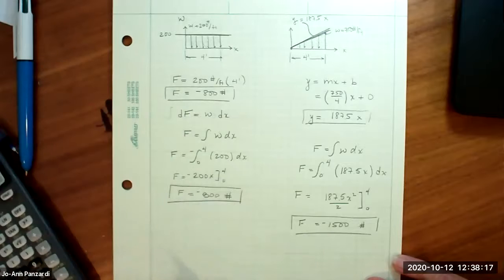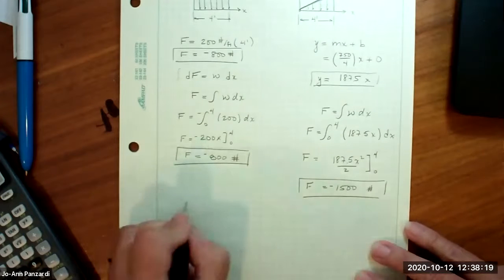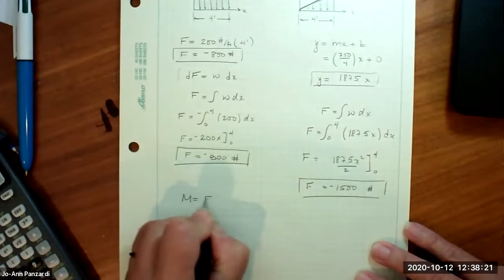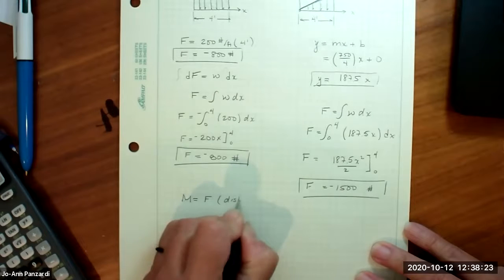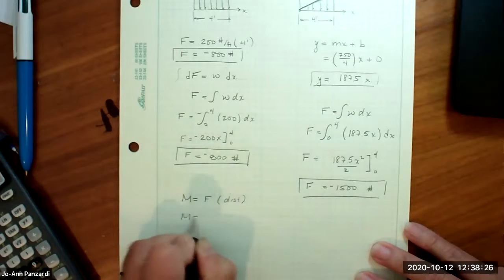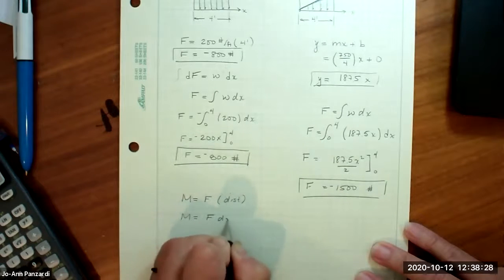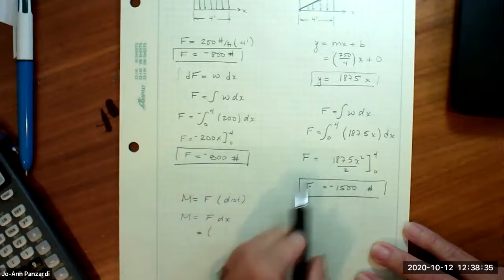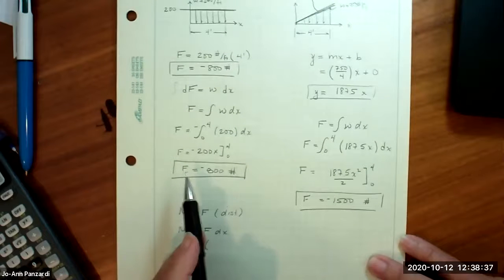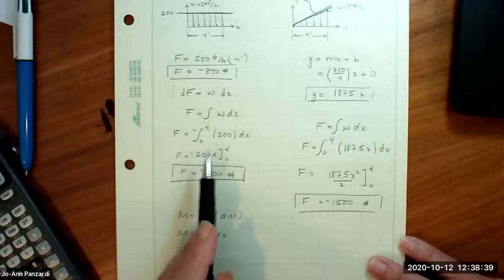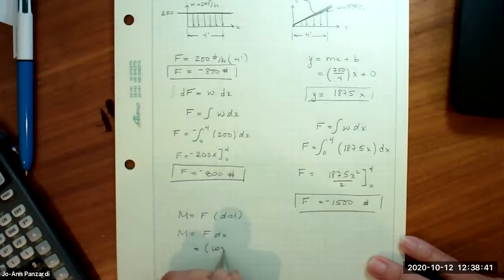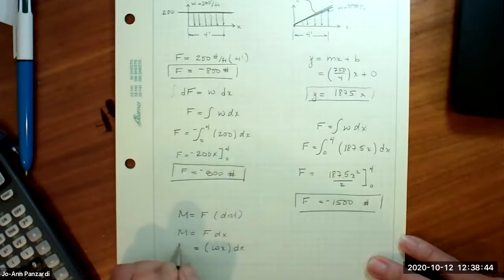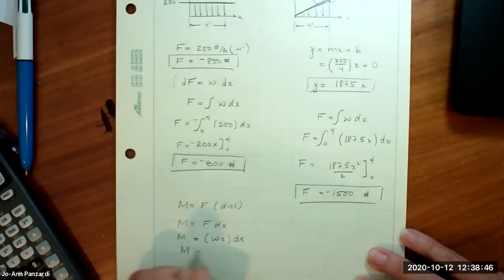Okay, now, next. We know the moment is F times the distance. So the moment is equal to F times dx, which means F, we know from up above, F is W dx. I'm going to put Wx dx. So I basically have the moment is equal to Wx.